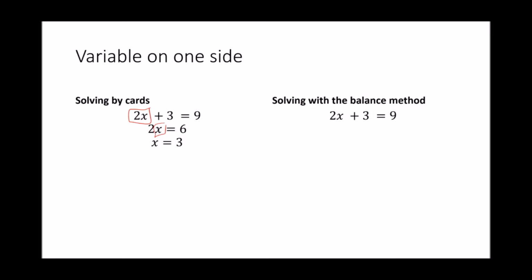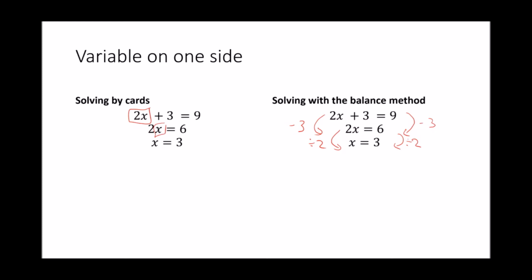How do we do it with the balance method? Same equation. In this case, we say we want to get rid of the plus 3, so on both sides we take away 3, which gives us 2x equals 6. And then we get rid of the 2 by dividing by 2. Which ends up giving us the same answer, x equals 3.